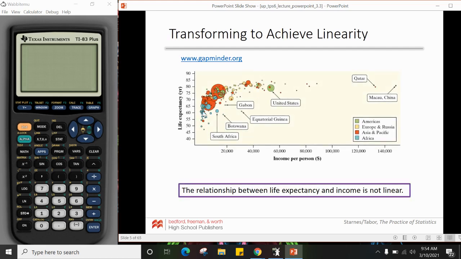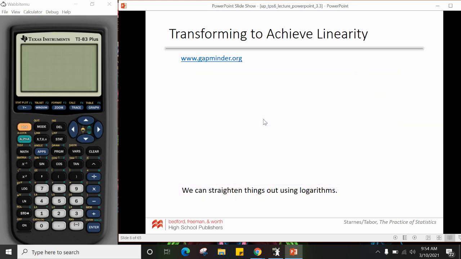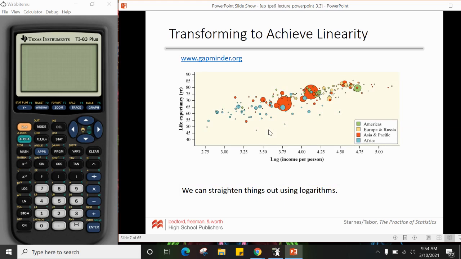Well, that idea here where I start low and then level off, a graph that kind of looks like this would be a logarithmic graph, if we're familiar with that. So we can straighten things out using logarithms here. If I actually took the log of that income, so basically every point I did log of whatever, and then that's my new x value, and I kept my same y value, we can start to see this looks a lot more like a straight line now.